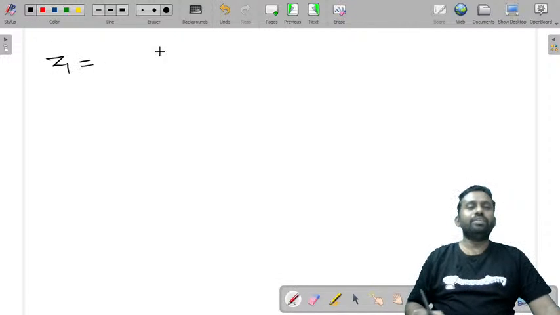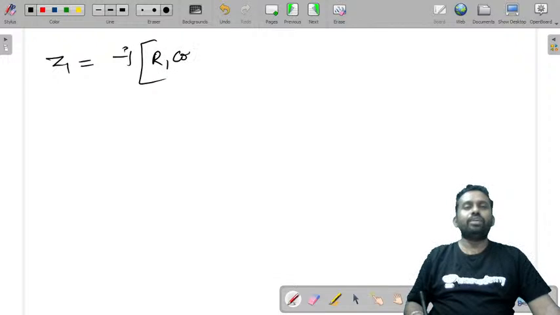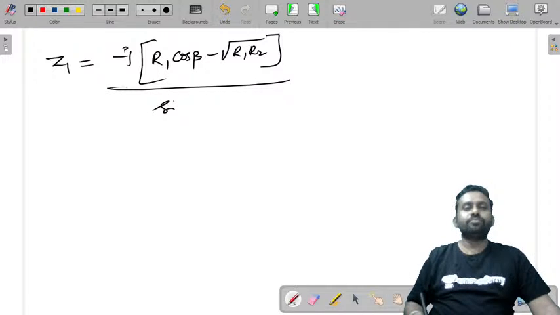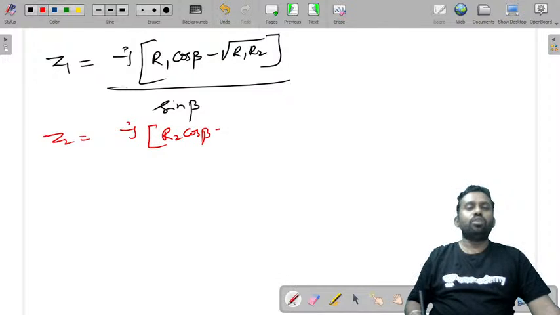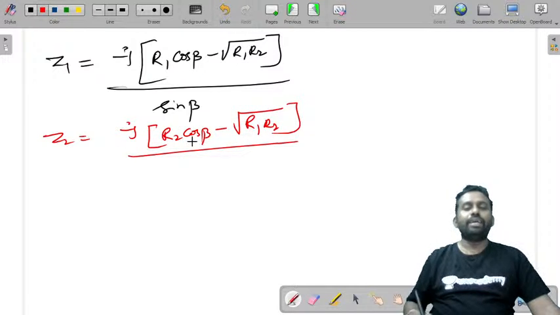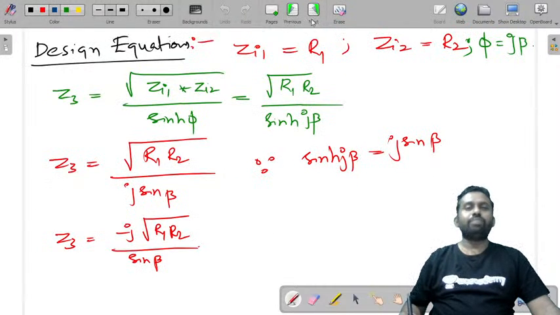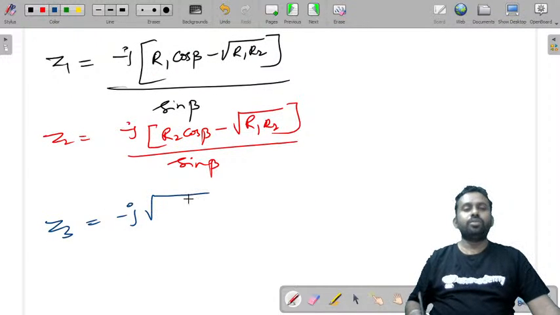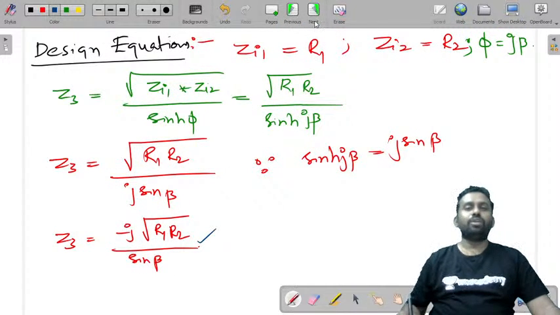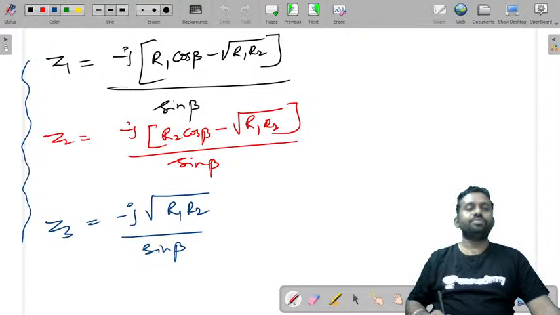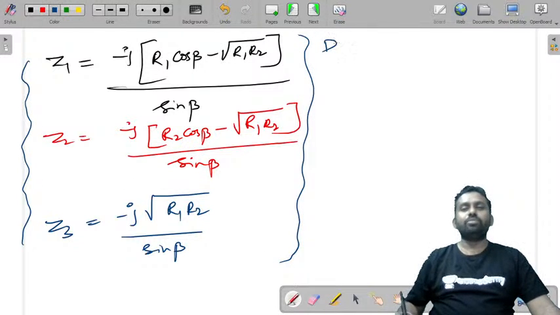What is the value of z1? It is minus j (r1 cos beta minus root r1 r2) by sin beta. Is this correct? Yes. What is z2? You can write z2 as minus j (r2 cos beta minus root r1 r2) by sin beta. Similarly, what is z3? z3 is equal to minus j root r1 r2 by sin beta minus j root r1 r2 by sin beta. So these are the values of z1, z2, z3.